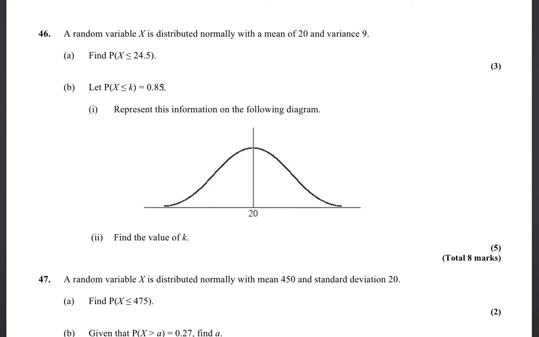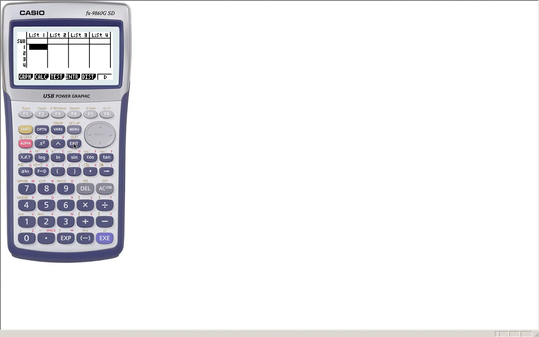I need to find the value of k. So I use inverse normal. So exit, distribution, normal, inverse normal. Yeah.